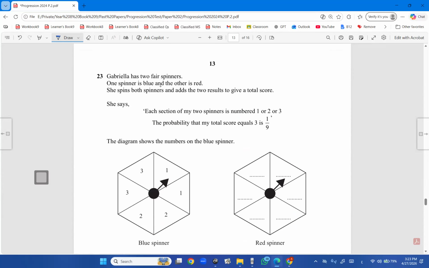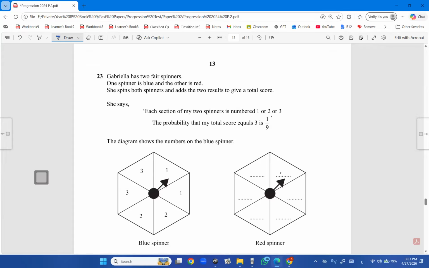Gabriella has two fair spinners. One spinner is blue and the other is red. She spins both spinners and adds the two results to give a total score. She says each section of my two spinners is numbered 1 or 2 or 3. The probability that my total score equals 3 is 1 over 9.